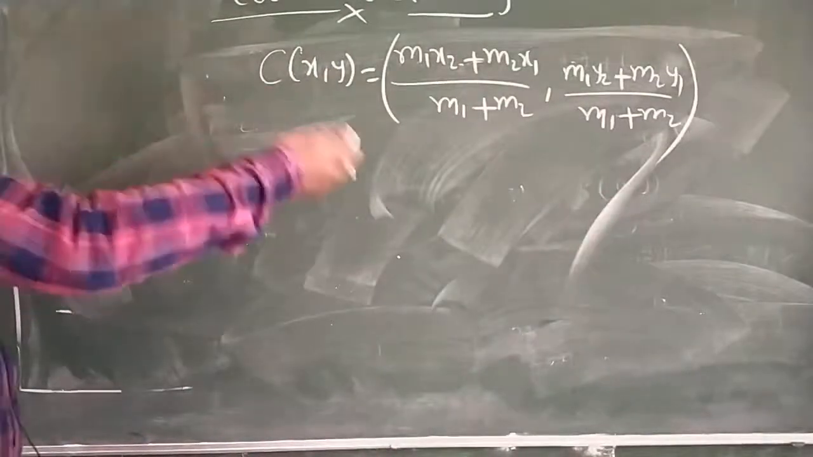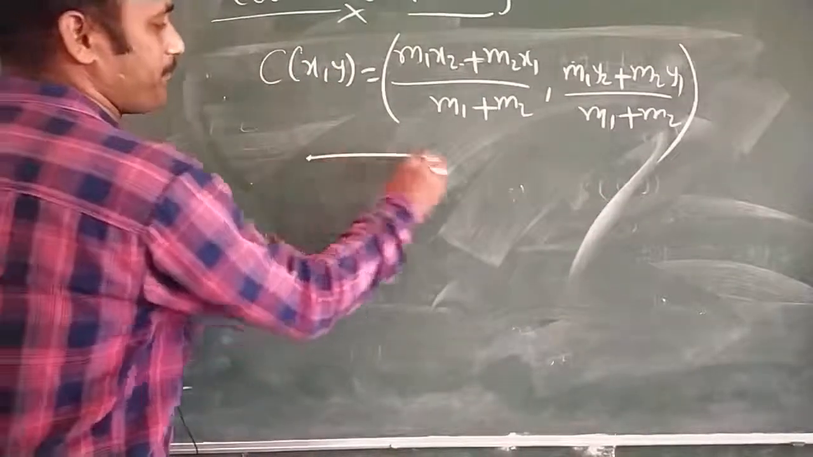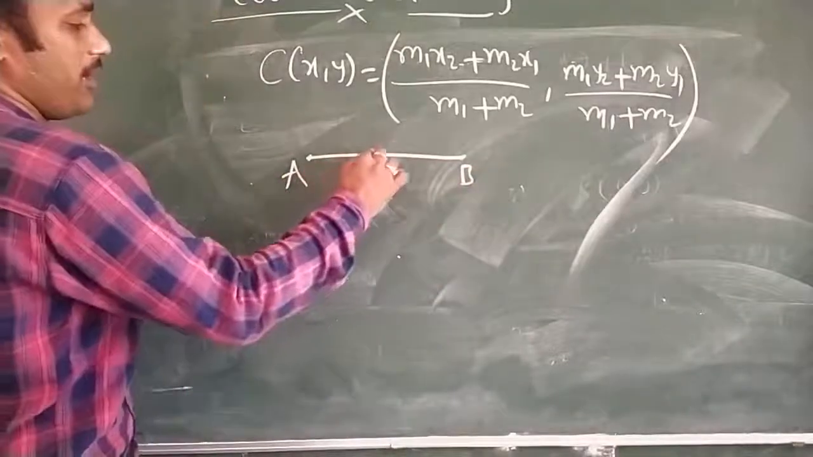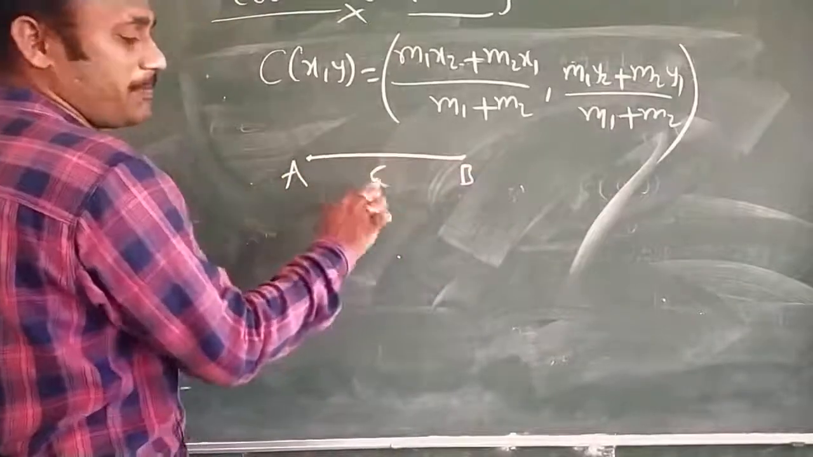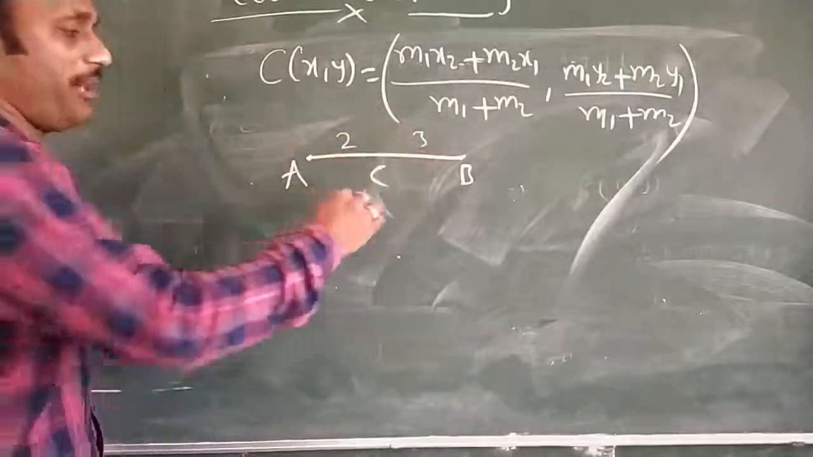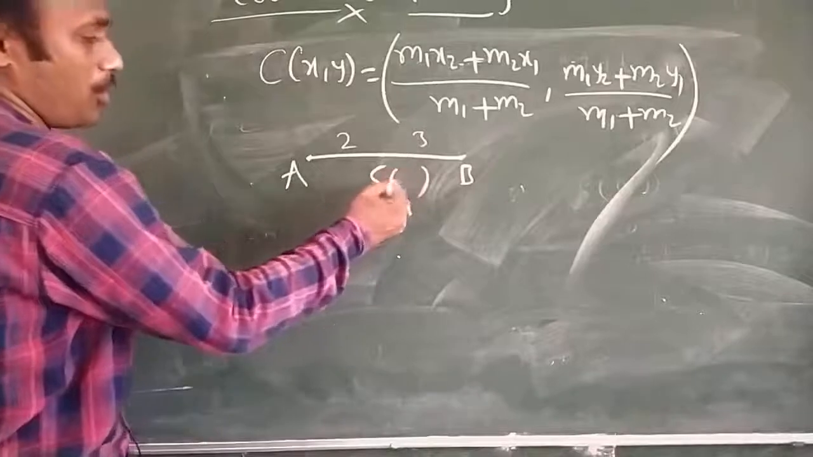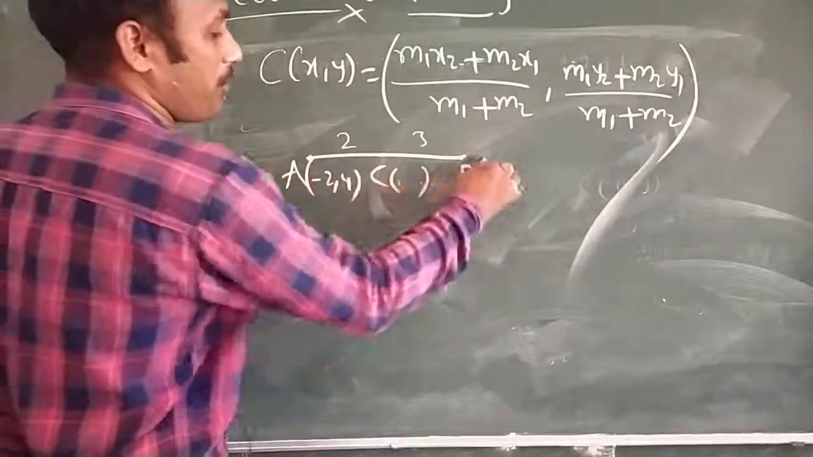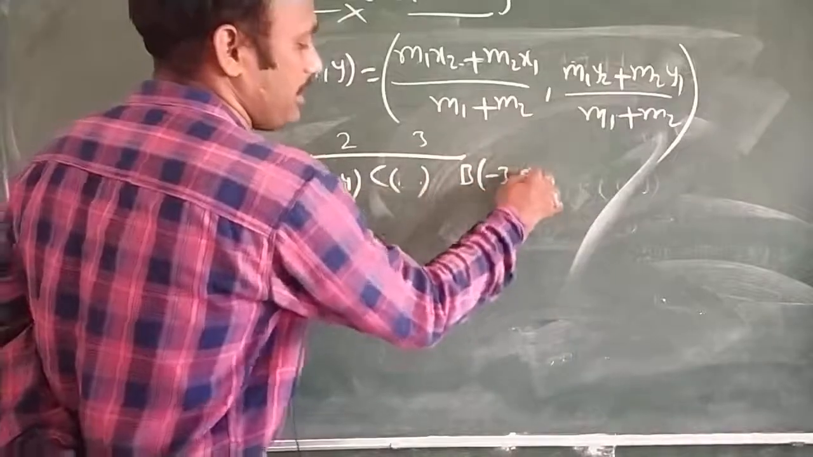So how can we use this section formula here? He will give 2 points for us, A and B. He will say that C is a point on this line, dividing it in a 2:3 ratio. Find out the coordinates of this point. So he will give -2, 4 and -3, 8.